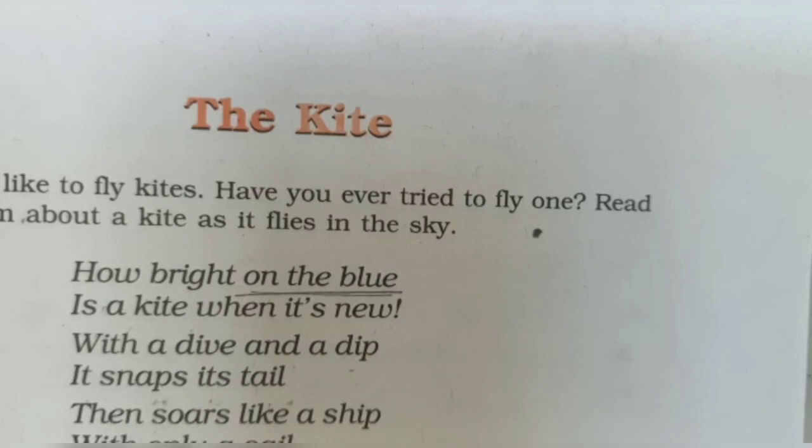Question number 1. Describe the flight of a kite as described in the poem. Answer is, according to the poet, the new kite looks bright when it flies in the blue sky. As it begins its journey and takes a dive and dips, its tail makes a snapping sound. It then soars into the sky with single string attached to it.